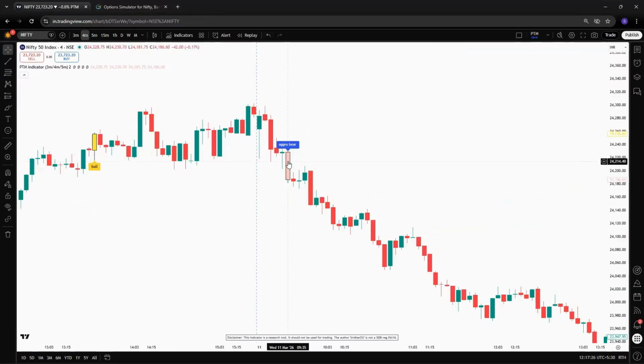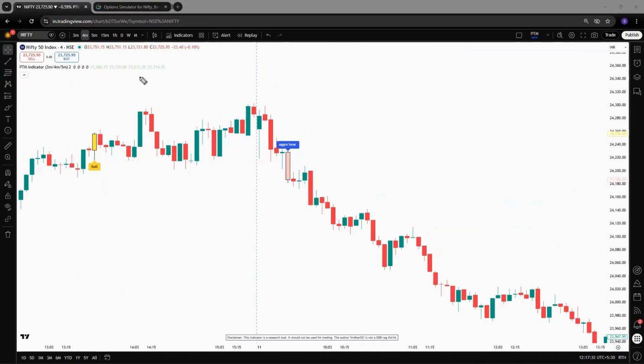Here I have, this is the 11th of March and a 9:35 candle. I'm using a 4-minute chart. Like I told you, this is my preferred time frame. The low of the 9:35 candle, let me just mark it, is 24,180. Let me take a round figure of 24,200.